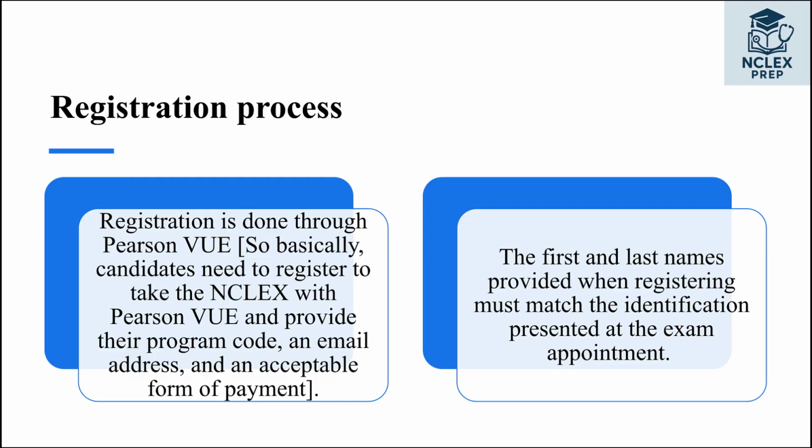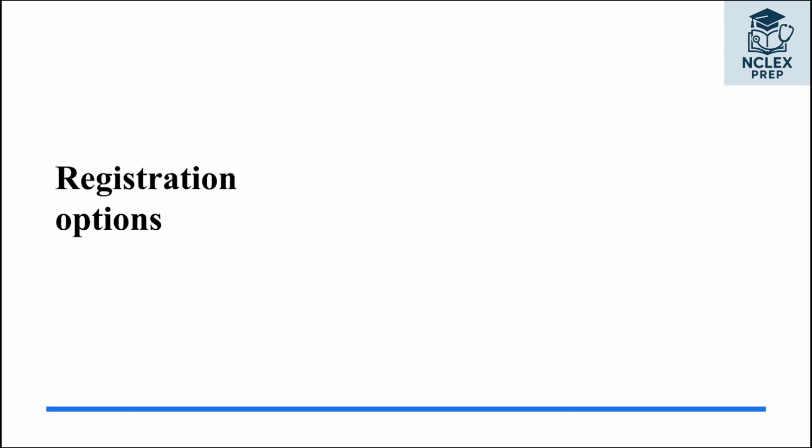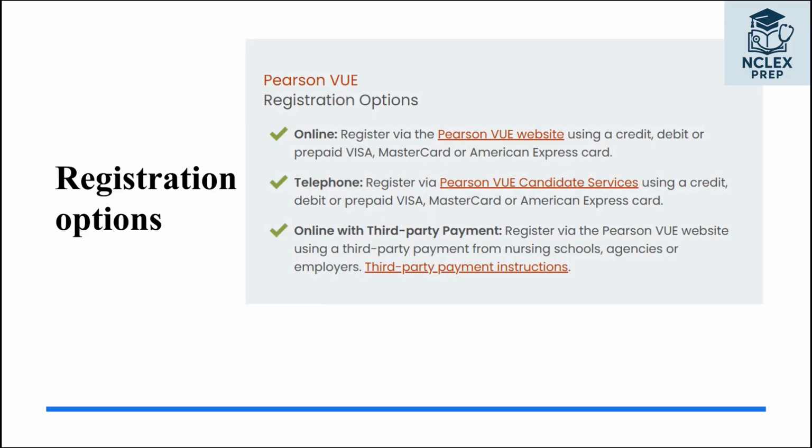Continuing with the registration options. As you are directed towards the Pearson VUE website, you will see three options to register with. The first one is online via the portal, the second one is the telephone method, and the third one is online with third party payment. In all three methods the registration is possible, but you need to be very precise with your information, like your name, your email address, and the payment method. All the things need to be precise, because as I said earlier, the email ID that you use is very important.